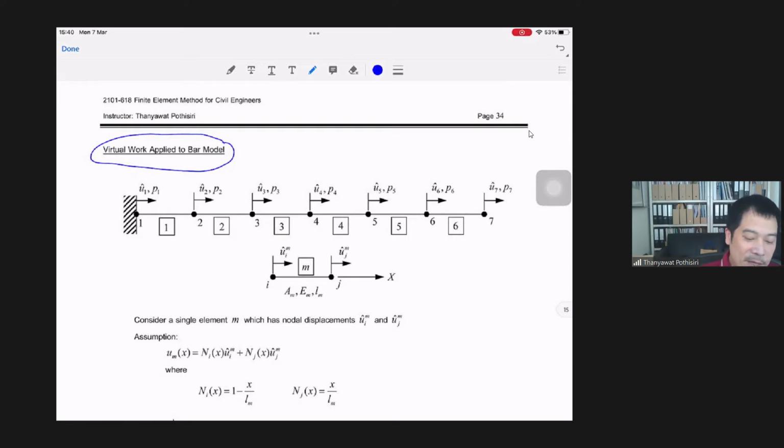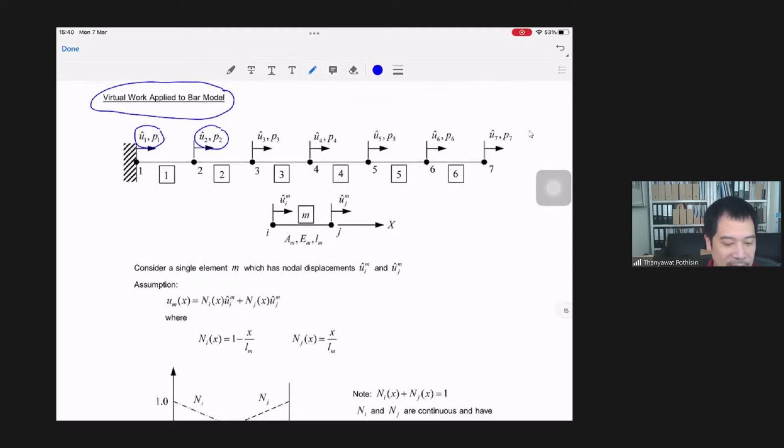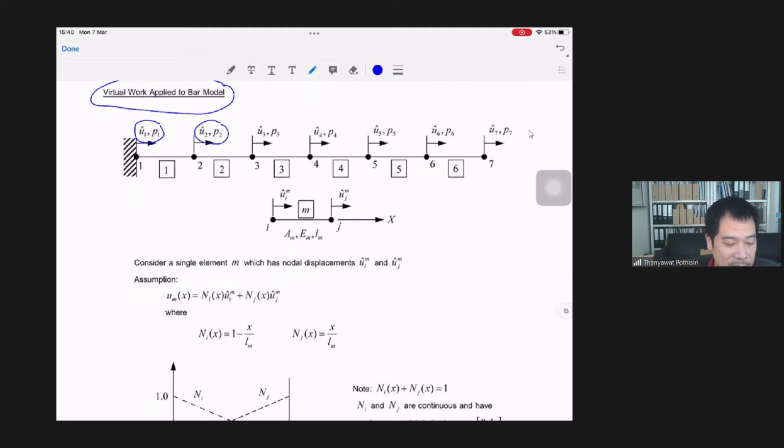Because it's a one-dimensional element, at each node you would only have 1 degree of freedom to characterize the displacement and the force that acts at the nodes. So we call this displacement and force at the nodes by using these symbols right here. Now we are going to start by using the finite element approximation scheme to approximate the displacement field.